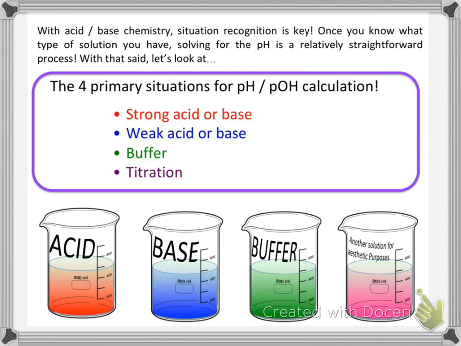So, we have different types of solutions that we work with in Chem 112. We have our strong acids or bases, our weak acids or bases, we have our buffer solutions, and then we have the situation of titrations, where we start mixing together acids and bases and neutralizing them. And so, being able to recognize what sorts of solutions we start with and what we're mixing together is going to make a really big impact on solving these problems.